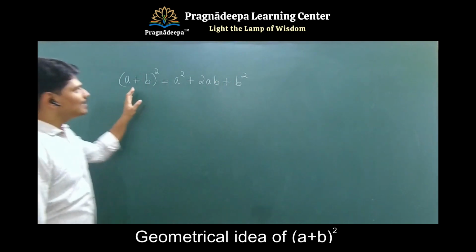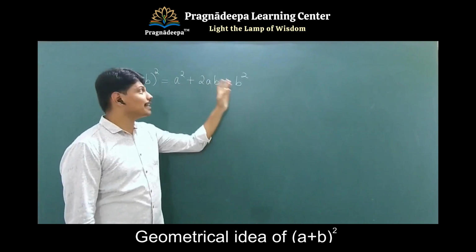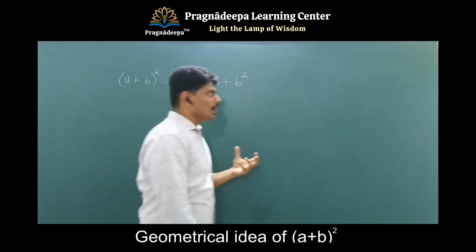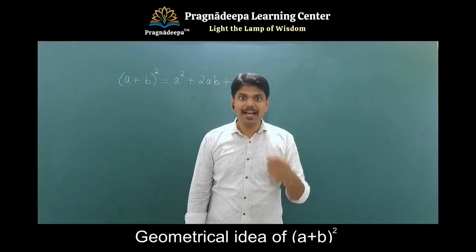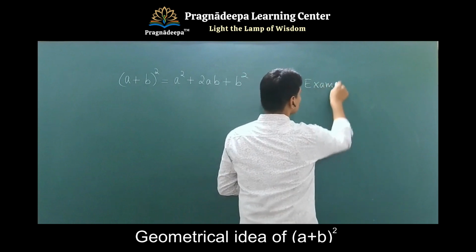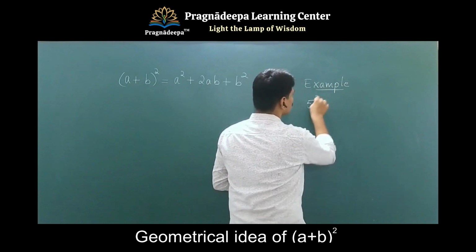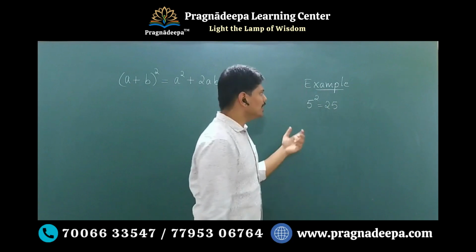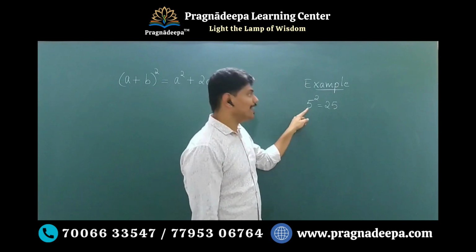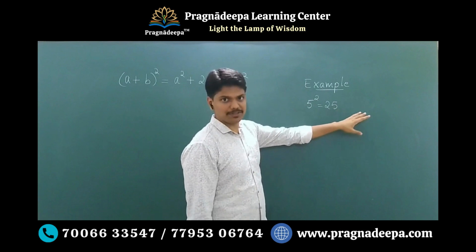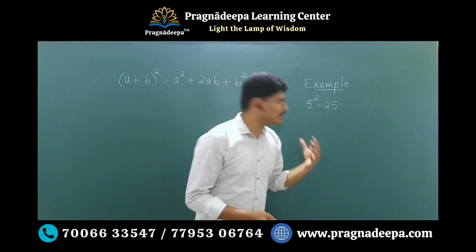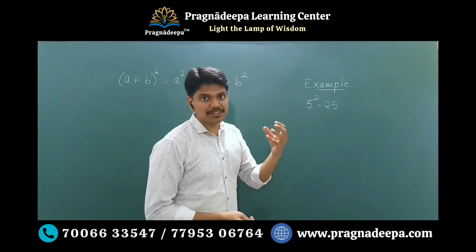So let's try to understand what is the geometrical meaning of this algebraic identity. We know that if you square a number, geometrically, it can be the area of a square. Say, for example, 5 squared, which is 25. So geometrically, one can understand that the area of a square of side 5 units is 25 square units. In that sense, the square of a number means we can treat it as an area of a square.